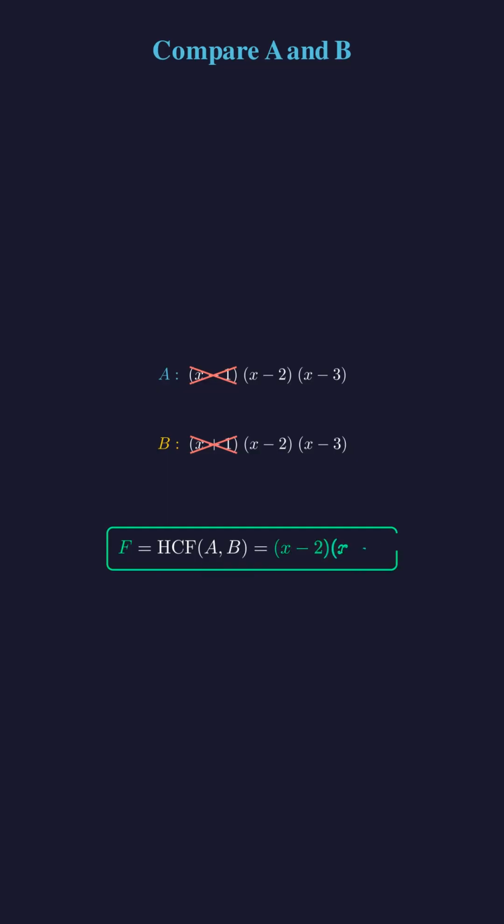Compare A and B. A has x minus 1, x minus 2, x minus 3. B has x plus 1, x minus 2, x minus 3. Common factors: x minus 2 and x minus 3. So F, the HCF of A and B, equals (x minus 2) times (x minus 3).